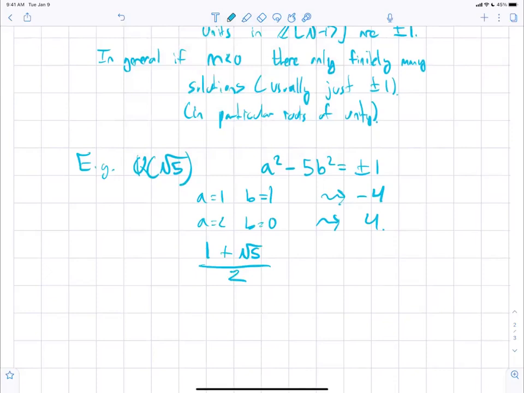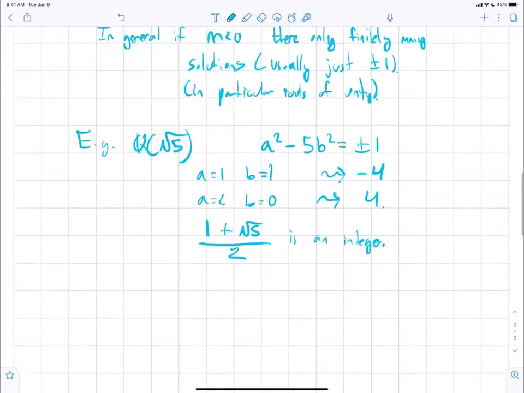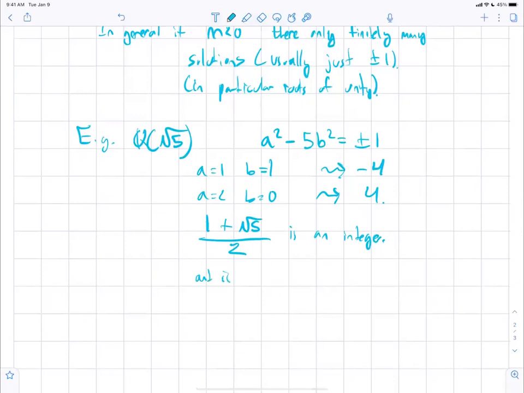But in this case, because 5 is congruent to 1 mod 4, this is an integer. And its norm is just the norm of the top divided by the norm of the bottom. So its norm is -1. Okay, good. Well, that worked.